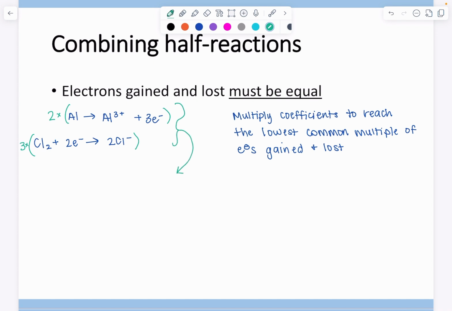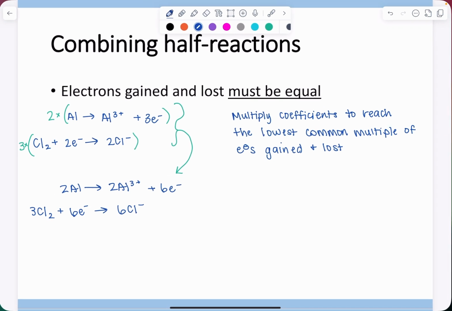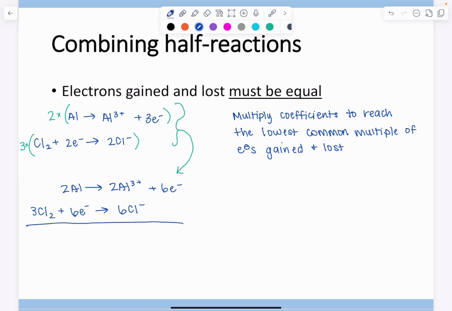So if we do that, I'll rewrite down here. We would have 2 aluminum forms 2 Al3+ and 6 electrons, and then 3 Cl2 plus 6 electrons forms 6 Cl-. Now we have the same number of electrons on both sides. So when we combine it, that is a balanced redox reaction.